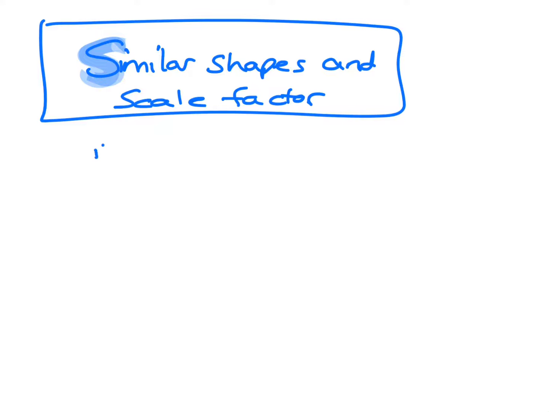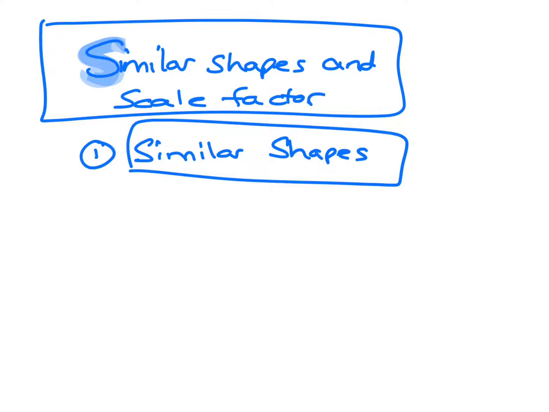Okay, so just basically what are similar shapes? Now you can take notes in your book with this, please. Okay, so the similar shape is if you get one shape, then you either shrink it or you enlarge it.